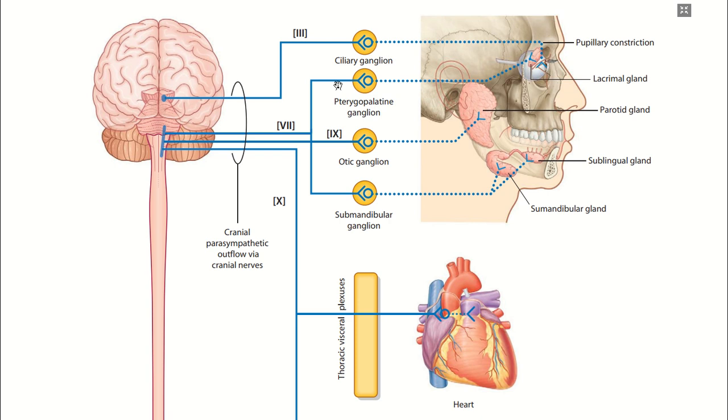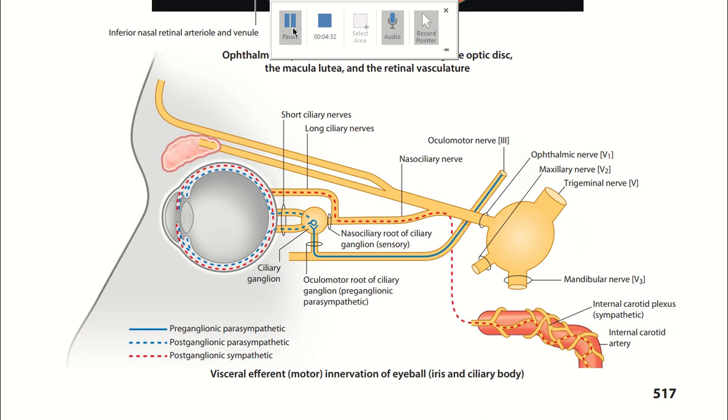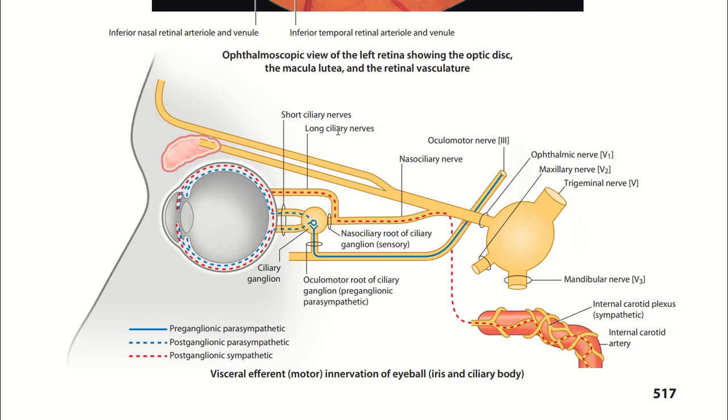Your pterygopalatine ganglion is going straight to what you call your lacrimal apparatus, and your otic ganglion goes to the parotid gland. Lastly, your submandibular ganglion supplies two glands, right? Your submandibular gland, obviously from the name, and the sublingual gland. So let's take a look at these in detail, right? Good. Now let's talk about the ciliary ganglion.